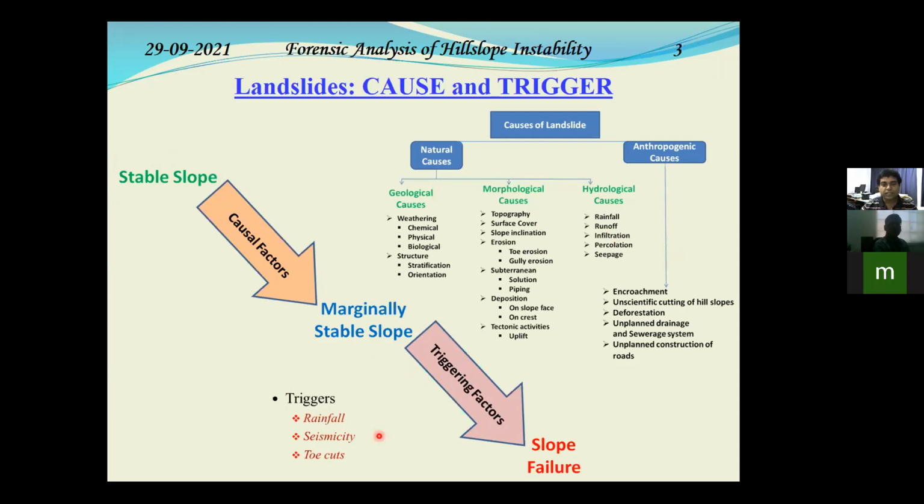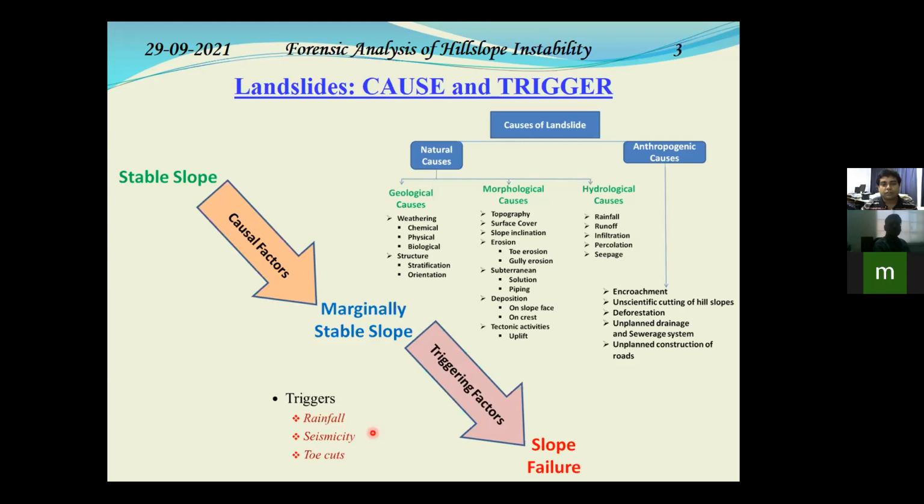Now, in most of the cases, when we, as geotechnical engineers, look into these types of events, we are mostly called in cases where the event has already taken place. And then we are asked what mitigation measures we can possibly adopt to prevent such happenings in future.